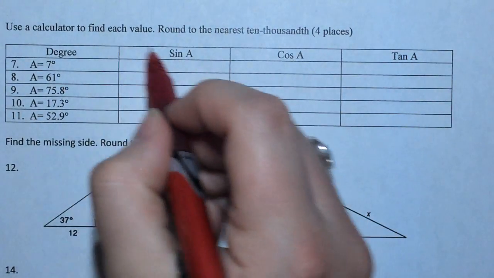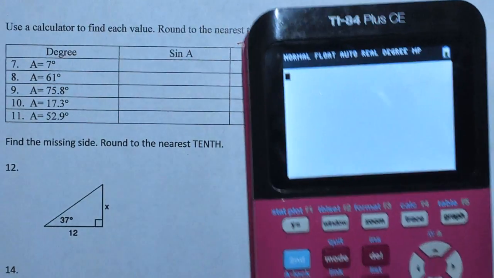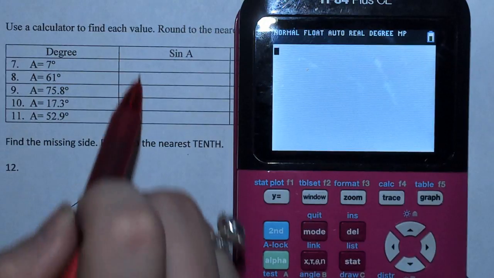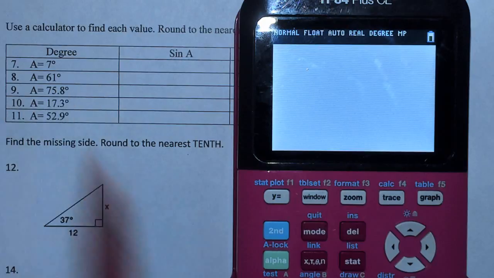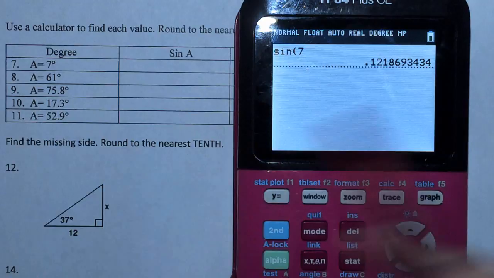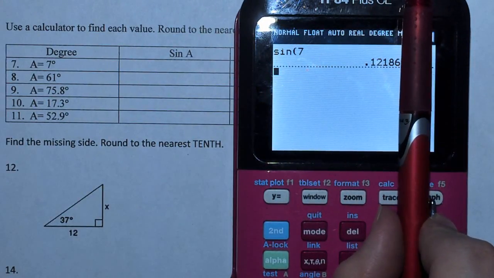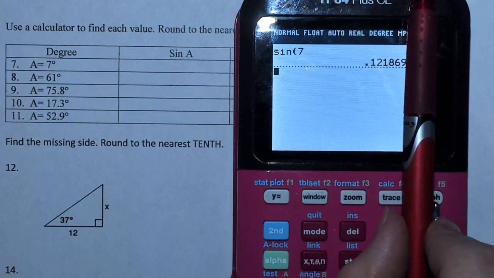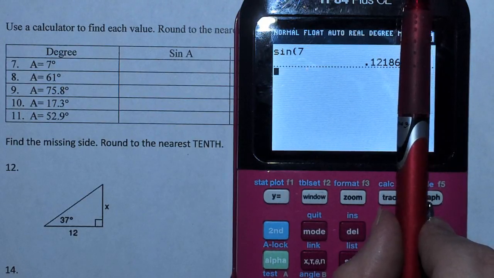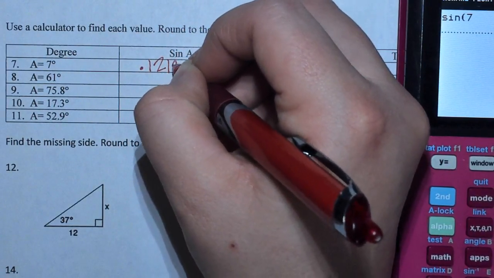First of all, round to the nearest 10,000th, which is how many places? 4. Okay, so this whole column right here, you're plugging in sine of 7 or sine of 61. So first one is sine of 7. Press equals. Now, you need to round this to 4 places. So 1, 2, 3, there's 5... 0.12186. But 6 rounds 8 up to a 9. So your answer is 0.1219.